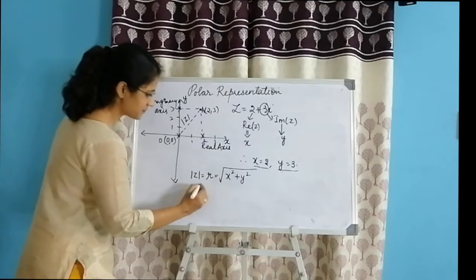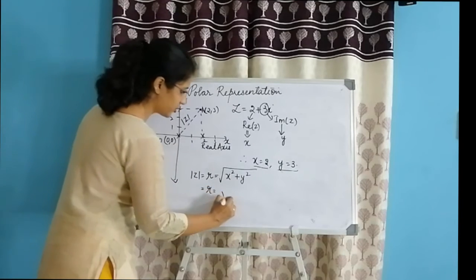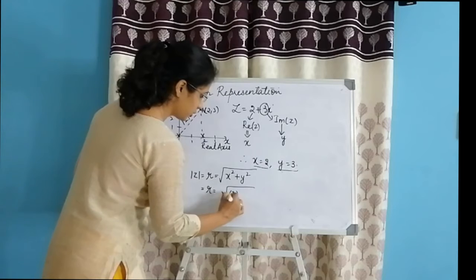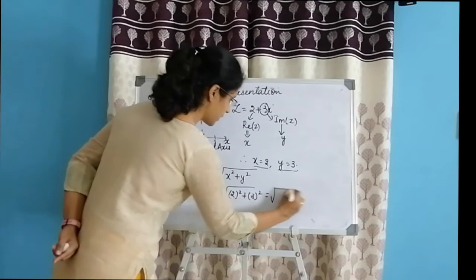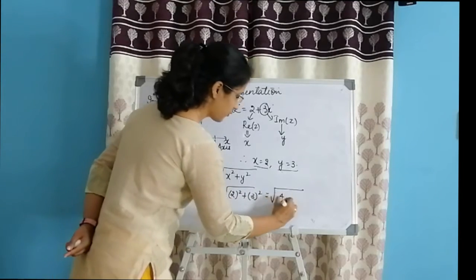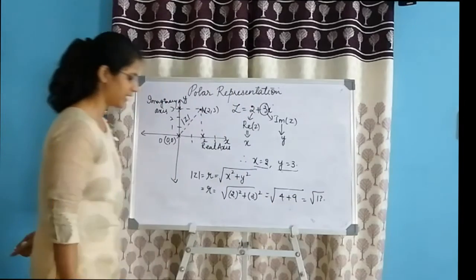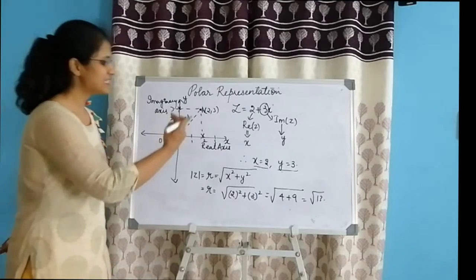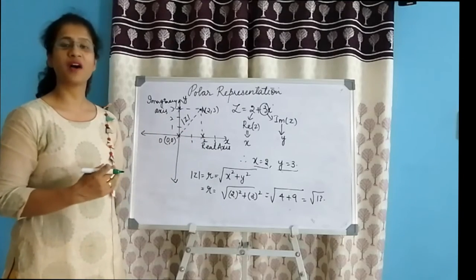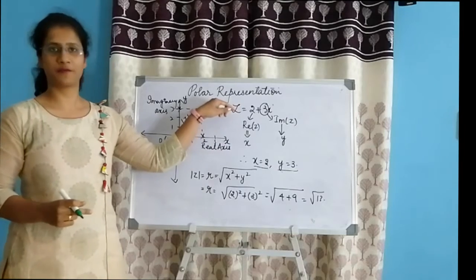So when I substitute the values of x and y, I will get my r value equal to square root of 2 square plus 3 square, which is equal to square root of 4 plus 9, which is equal to square root of 13. Here r is equal to square root of 13. This is the first step of representing a complex number in polar form.